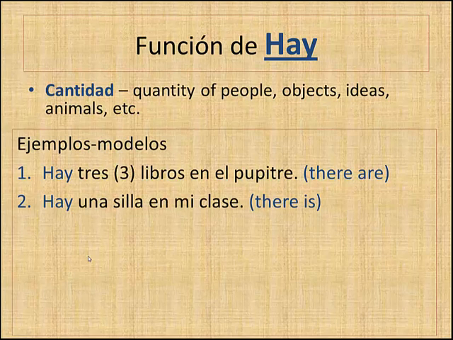Hay una silla en mi clase. There is a chair in my class. Now, pay attention here. Then we say una silla. We're using the artículo indefinido, una. And often when we're talking about just one object or one thing or one person, we use the indefinite article. And really what we're trying to imply is that there's only one of them. Okay, so hay una silla en mi clase. There's a chair in my class. And that implies that there's only one.